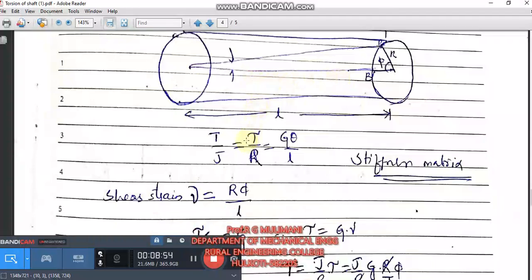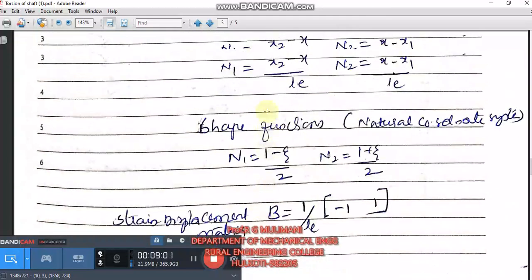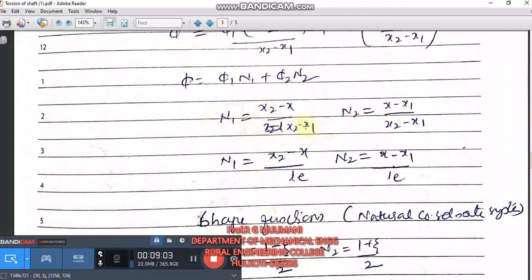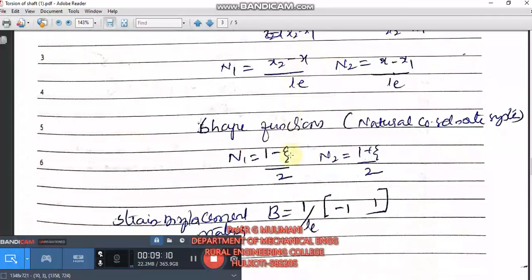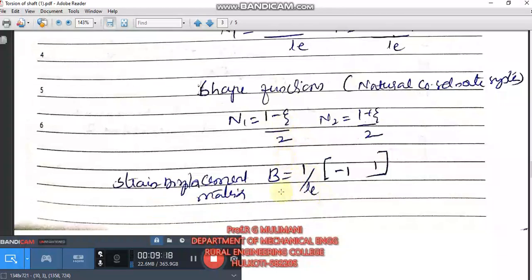We will derive the stiffness matrix of this shaft element in the next video sessions. In this session we have derived the shape functions for this shaft element in terms of global or Cartesian coordinates. The shape function in terms of natural coordinates for the bar element was already derived. The same procedure follows for this shaft element, and this is also the same. This is the strain displacement matrix. What we have derived for the bar element is the same for the shaft element.